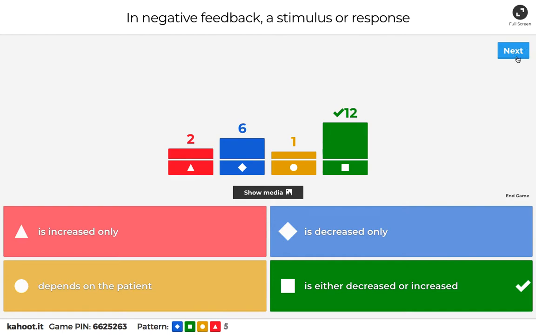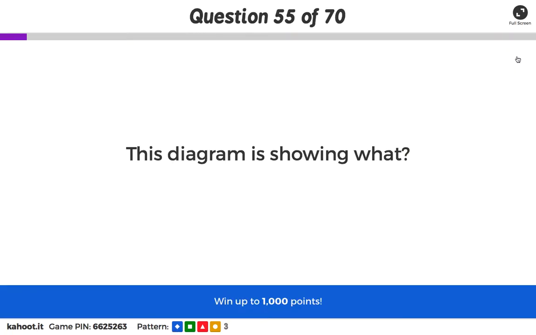Because you're always trying to come back to a set point. Body temperature, blood sugar, if it's low, you want to bring it back up. If it's high, you want to bring it down. That is negative feedback. It is always a double loop.